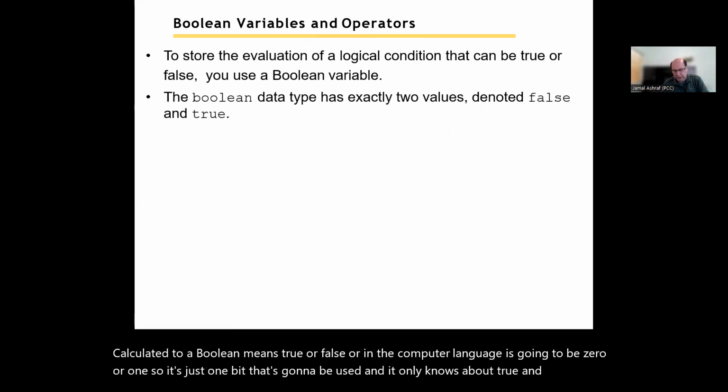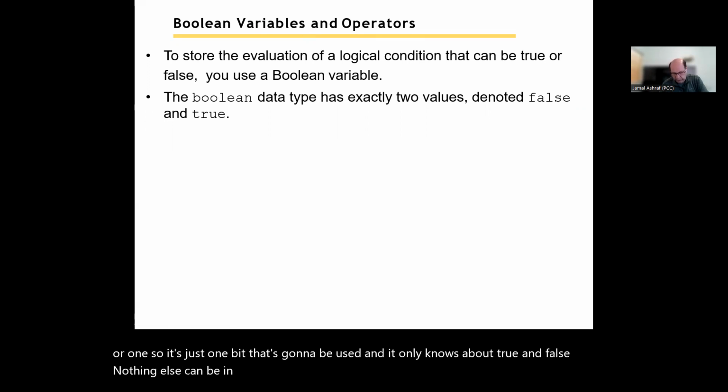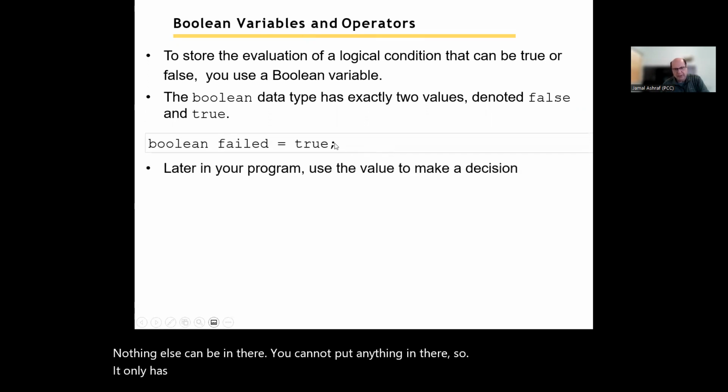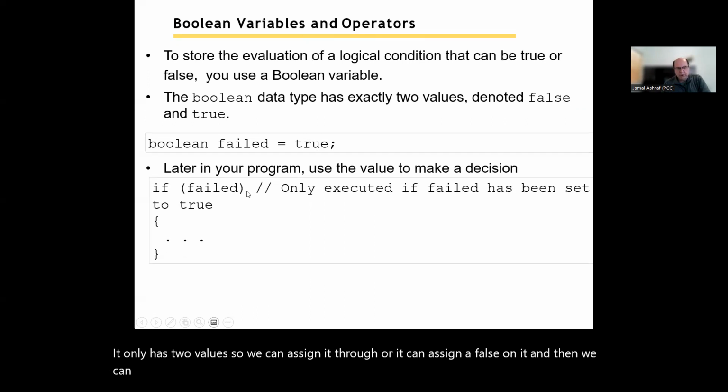Nothing else can be in there. It only has 2 values. So we can assign a true or we can assign a false to it, and then we can check it. One thing about the Boolean is you can put it right there by itself, and I don't have to worry about it.